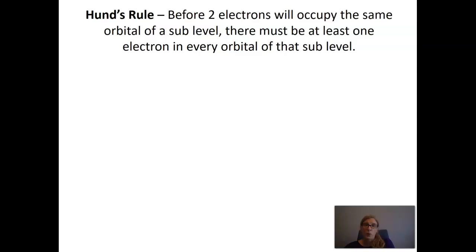The next rule is Hund's Rule. This has to do with filling in the orbitals, which we refer to as the rooms of the apartment building. Before we put two electrons in the same orbital, or the same room of the apartment building, we would need to have at least one electron in every orbital of that sublevel. It's like you have a big family and a certain number of bedrooms. You would give each person their own bedroom before you would have the kids share a bedroom.